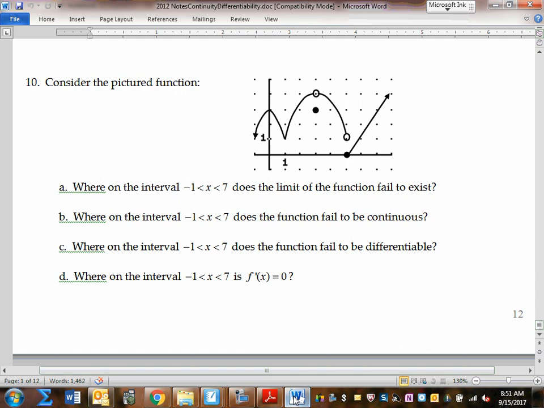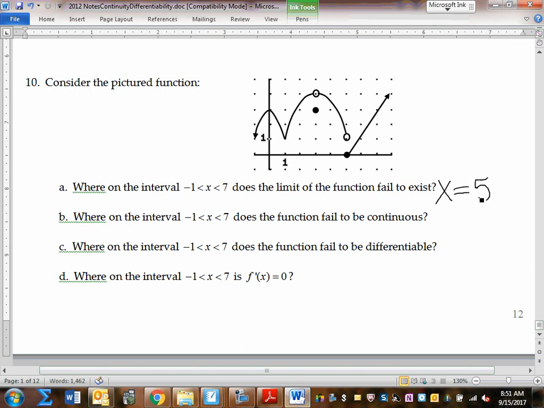All right. So the first one, where does the limit of the function fail to exist? What do we have? 5. Just one. Is 3 okay? Yeah, 3 is okay because the left-hand limit and the right-hand limit are the same. We don't have to have that function defined. All right. Where does it fail to be continuous? 3 and 5. Good. And where does the function fail to be differentiable? 1, 3, and 5.